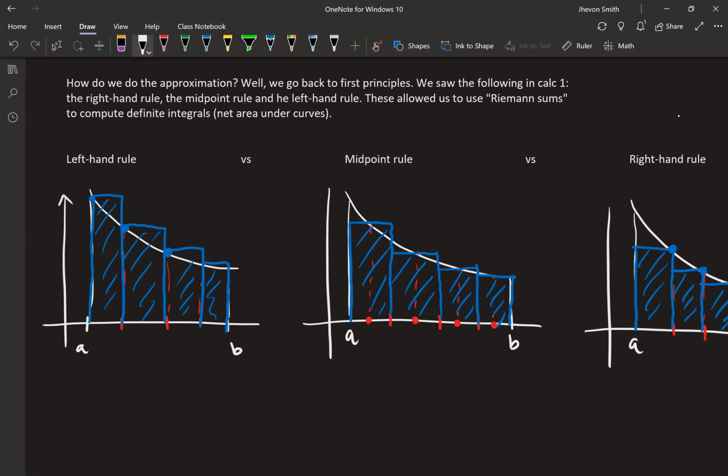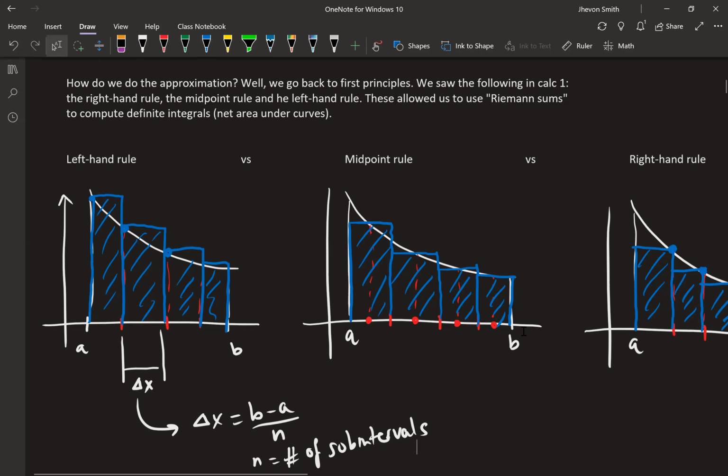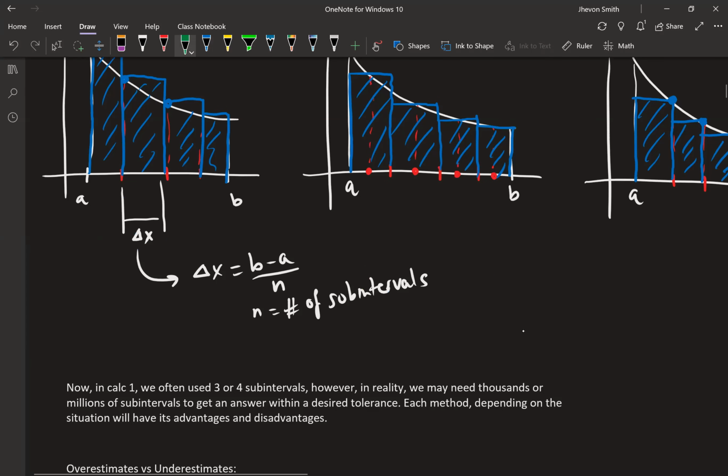We also had the idea that the length of each subinterval was a guy that we called delta x, and we knew how to find those. Delta x was equal to (b minus a) over n, where n equals the number of subintervals. This is going to be true even now. This still will be used in this section. So remember that.